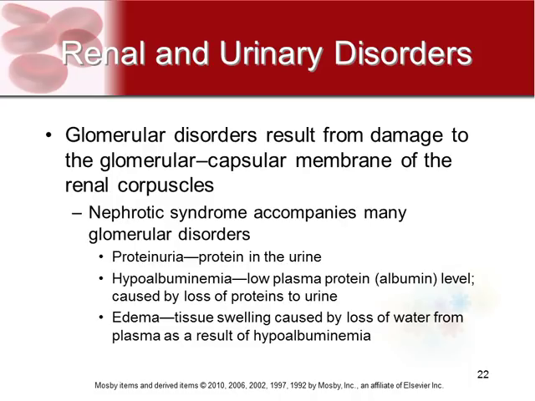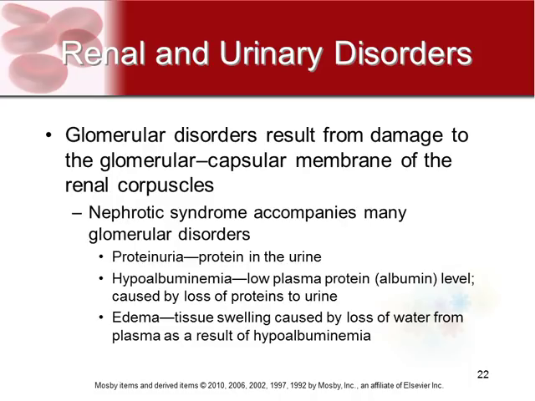So you can also have some glomerular disorders, and that can be a result of damage to the glomerular capsular membrane in your kidney. I know a whole bunch of big technical words there. These glomerular capsules are inside your kidney, and those are where everything's filtered. So damage can happen to those in particular. You can have nephrotic syndrome, and that can accompany a lot of these glomerular disorders. Those are things like proteinuria, and that's when you have protein in your urine.